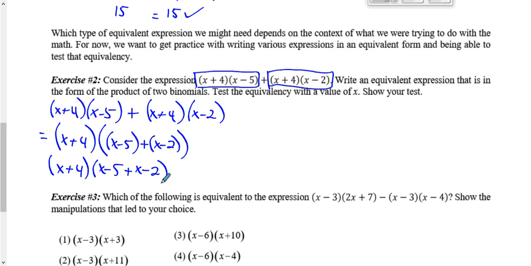And now, in these parentheses, I can just combine like terms, can I? x plus x is what? It's not x squared. It's 2x. You only get square things when you multiply them. x plus, and then negative 5 minus 2. Negative 7. Negative 5 minus 2. Okay?